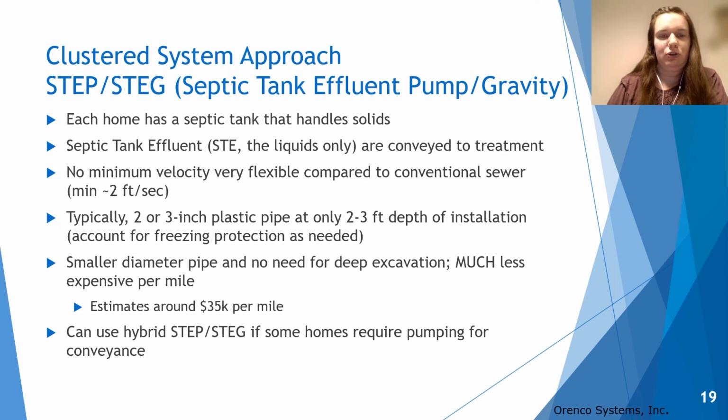They have strict requirements about what velocities must be maintained, and that's through the steepness or the slope of the pipe. For STEP or STEG systems, it's typically a 2 to 3 inch pipe that's only about 2 to 3 feet deep below ground. You may have to account for freezing, but in Alabama we won't have to do that. The smaller diameter pipes allow for there not to be the same deep excavation, so it only costs about $35,000 per mile to install these. If you have a lot of different homes in an interesting geographical situation, you could have STEP and STEG systems depending on what each house needs.